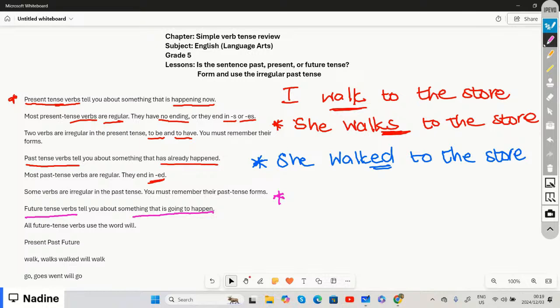And all of our future verb tenses use the word will in front of the verb to show the action that will be taking place, or that's basically going to still take place.